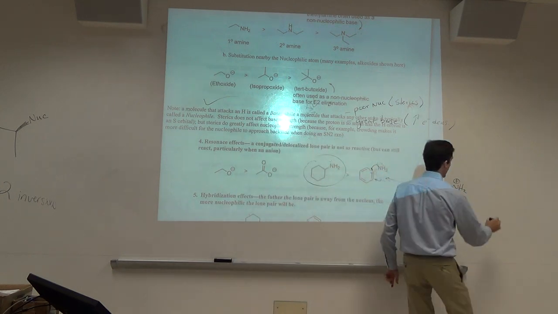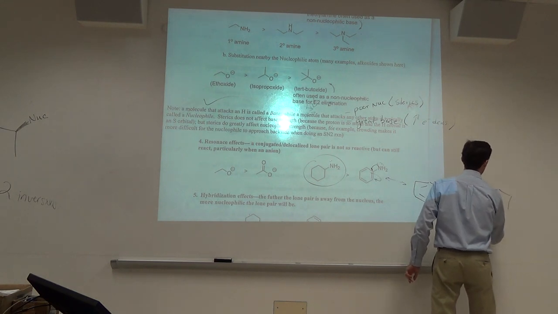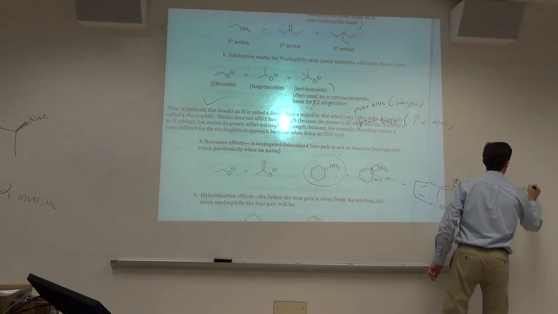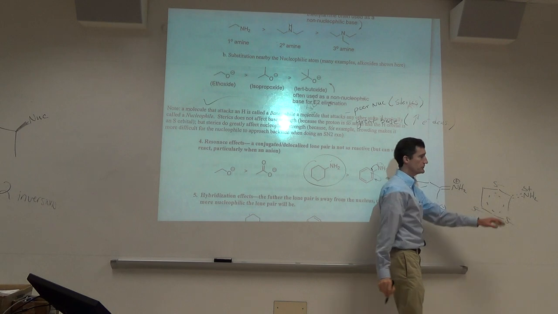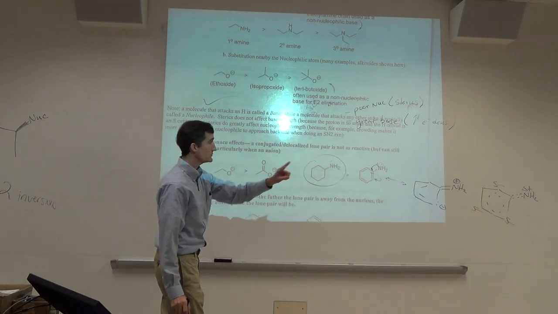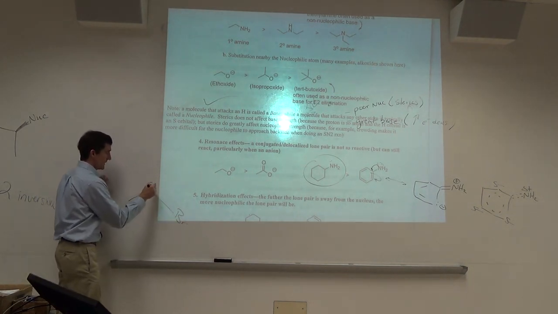And the hybrid looks like partial plus, partial minus, partial minus, partial minus. There's the true structure. That nitrogen actually has partial plus due to resonance. Is a partial plus going to want to attack this partial plus?